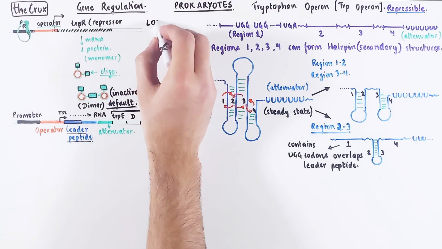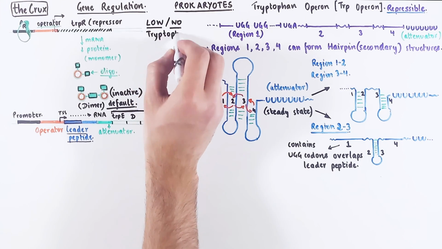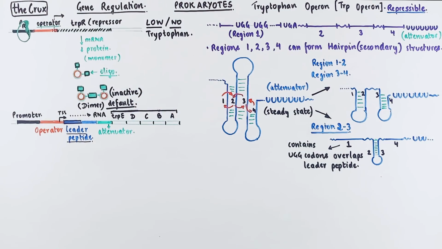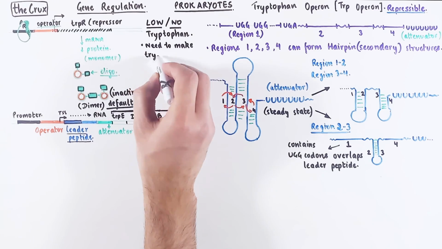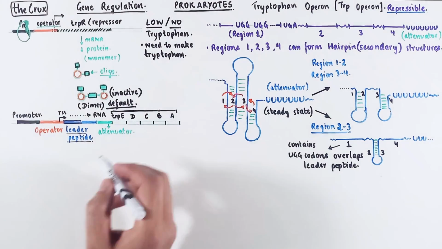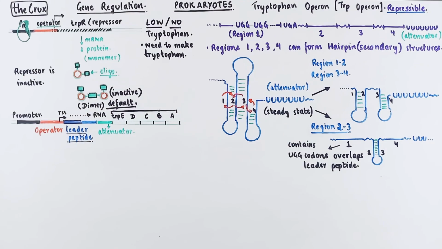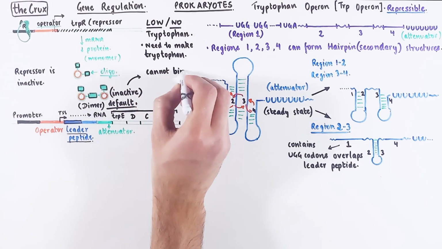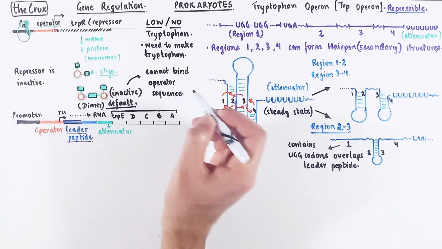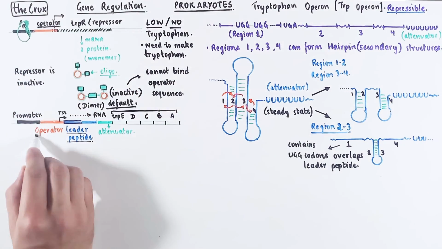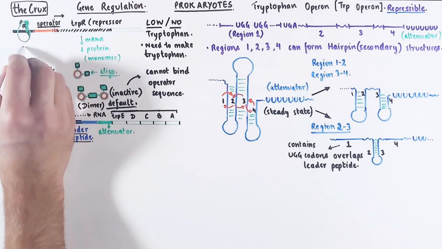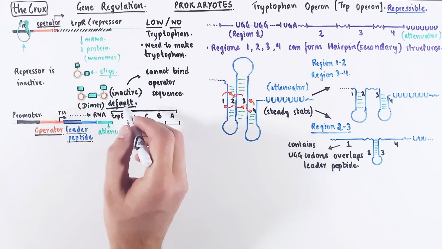Let's start with a case when there is little or no tryptophan in the cell. Well, if the cell is low on supply, then it must make tryptophan. If there is no tryptophan, then by default, the repressor is inactive. And this means it cannot bind the operator sequences in the DNA. Which means at the repressor locus, the polymerase will bind the promoter, which will make the mRNA, and this will be translated into a protein.